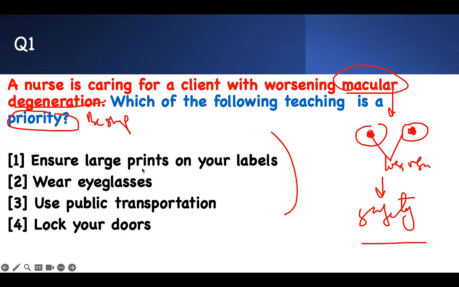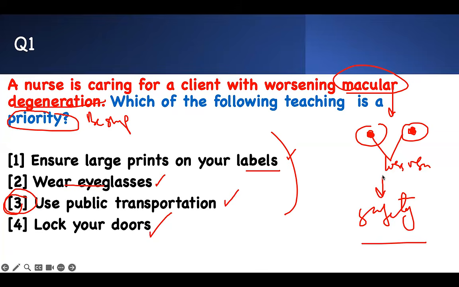Ensure large print on your labels. Safety. Wearing your glasses. Safety. Public transportation. Safety. Lock your door. Safety. But which one is the most important safety precaution you should take with this patient? Well, they can have a large print of their prescription or other stuff, whatever. They can wear glasses, but the most important is no, I don't want you to drive. You're losing your vision. You're going to get an accident and you die.